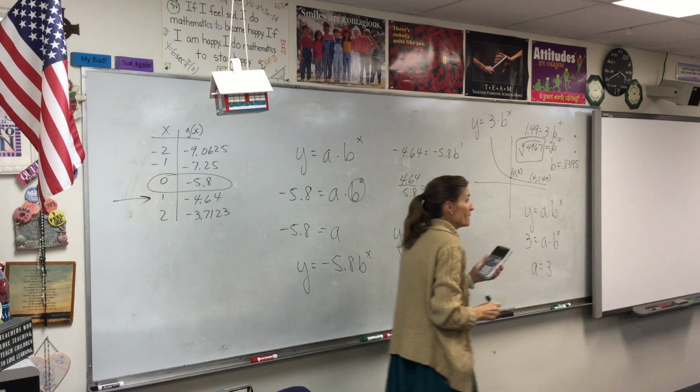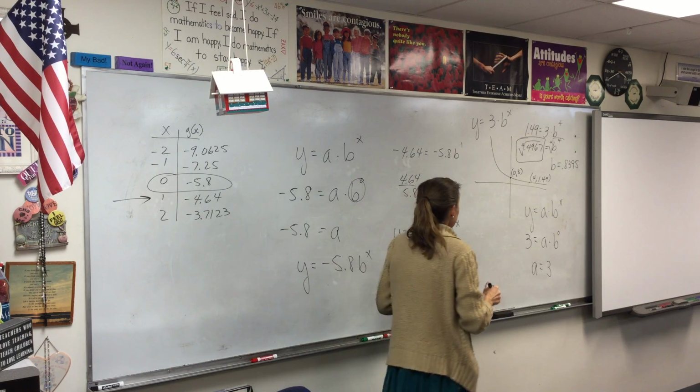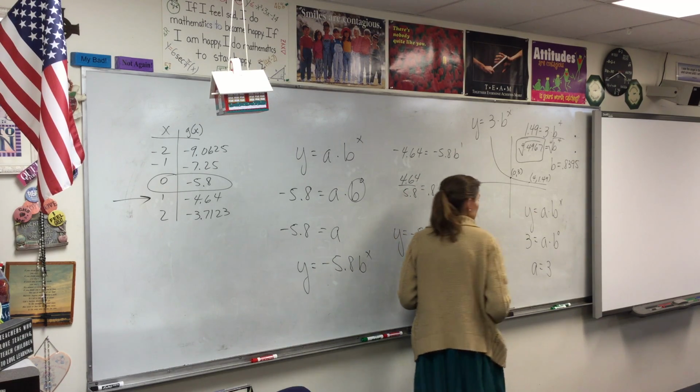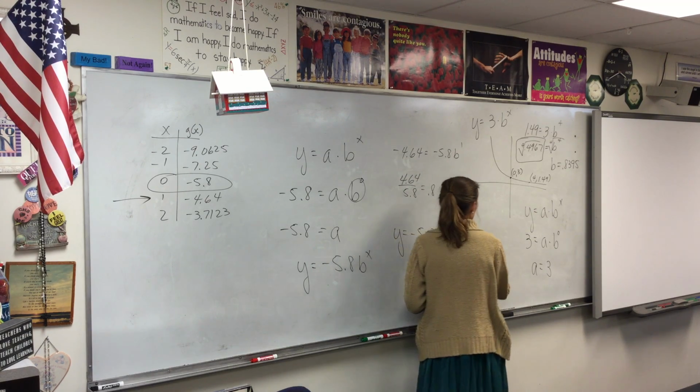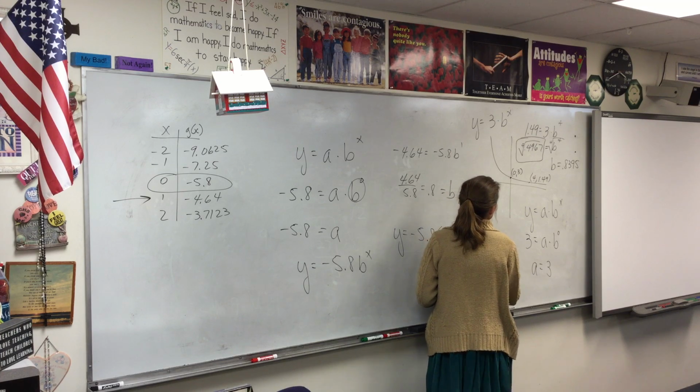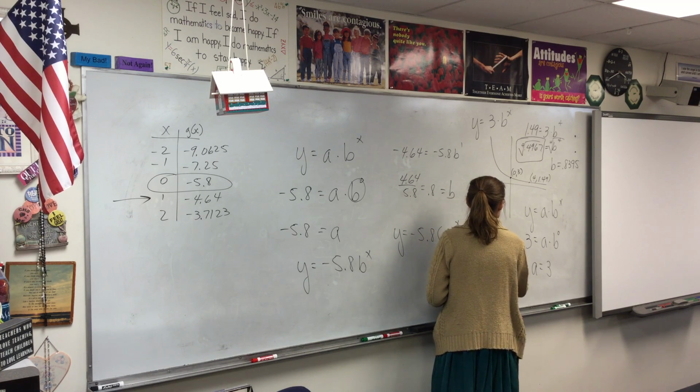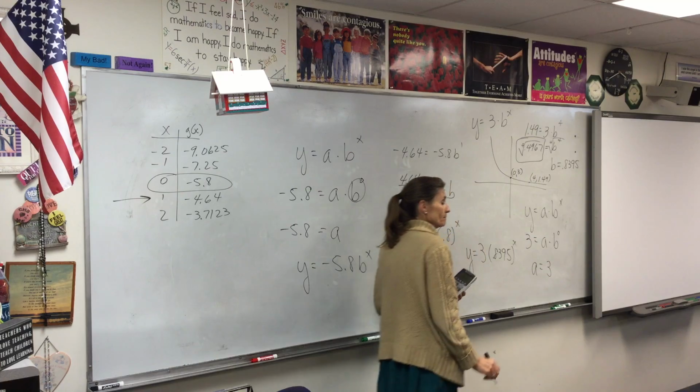Okay, we'll do another one in a minute. Let's write this answer. So the answer to this question is y equals 3 times 0.8395 to the x.